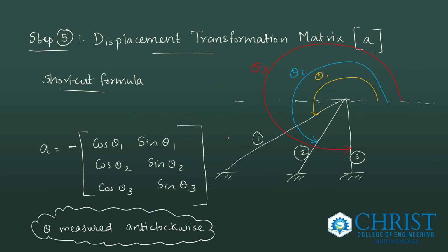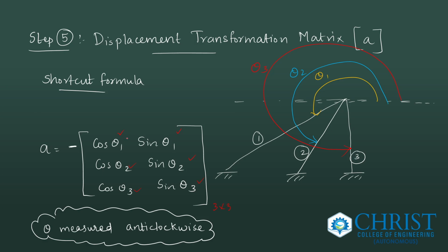Now, my fifth step is the displacement transformation matrix. So here is a shortcut formula to find the displacement transformation matrix for truss elements connected to a single joint. The formula is minus of cos theta 1 sin theta 1, cos theta 2 sin theta 2, cos theta 3 sin theta 3, etc. If there are n number of truss elements, cos theta n sin theta n. Here three truss elements, so cos theta 1 sin theta 1, cos theta 2 sin theta 2, cos theta 3 sin theta 3 becomes a 3 by 3 matrix.